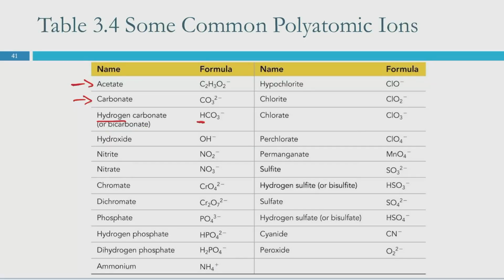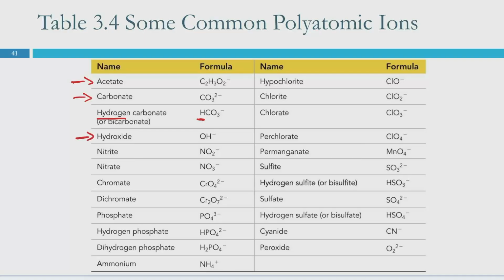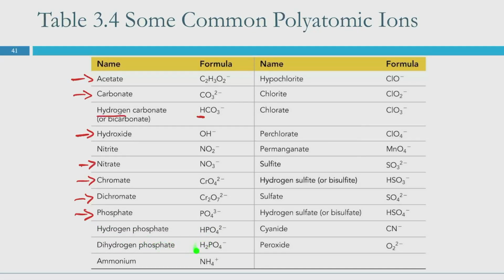This rule, add a hydrogen and take away one charge, applies to a couple of other polyatomic ions. Hydroxide, nitrate, chromate, dichromate, phosphate. We can do that same hydrogen thing with phosphate. So PO4 3- is phosphate. If we add a hydrogen in front, we take away one of the charges. Now it's hydrogen phosphate. With phosphate, we can do another one, H2PO4, and we've taken away another charge. To say that there's 2 hydrogens, we add di in front. So dihydrogen phosphate.